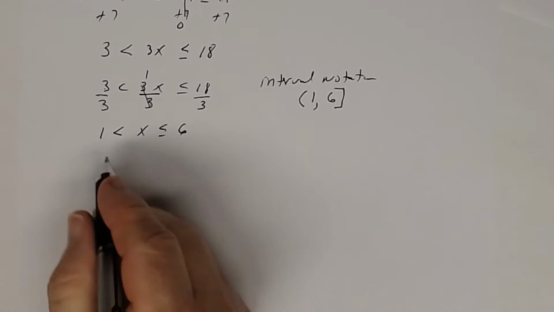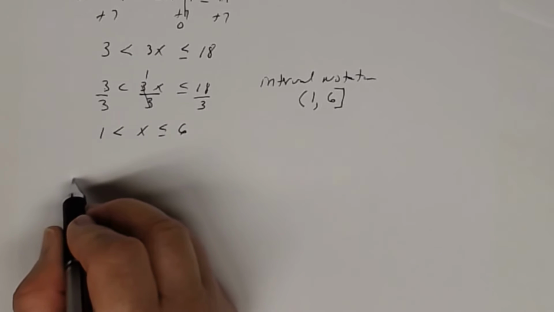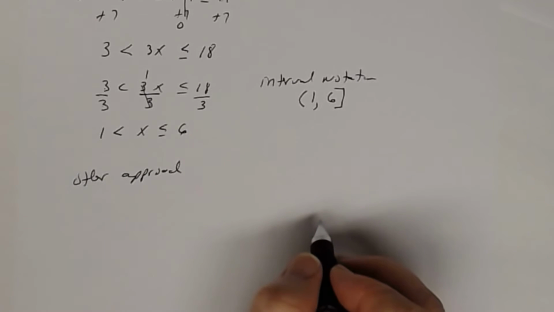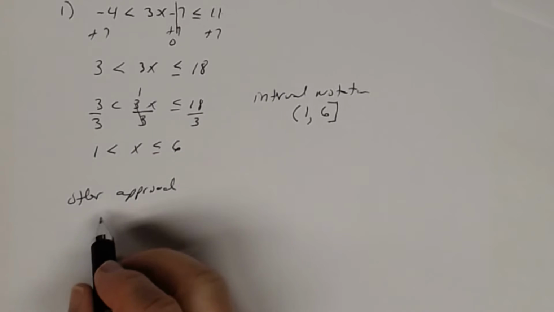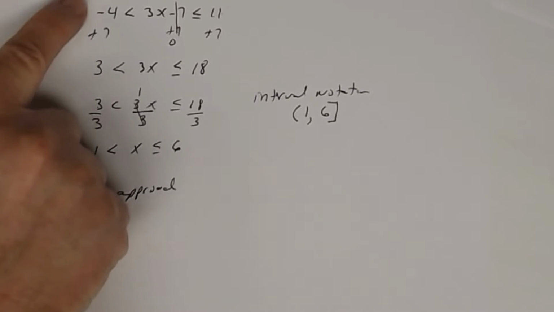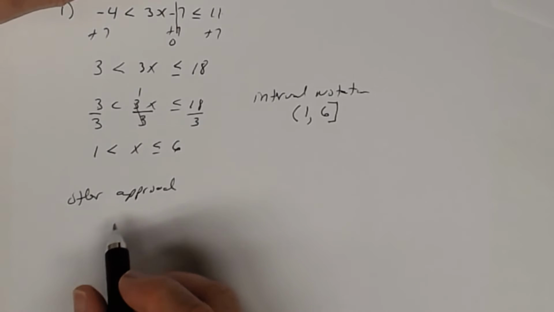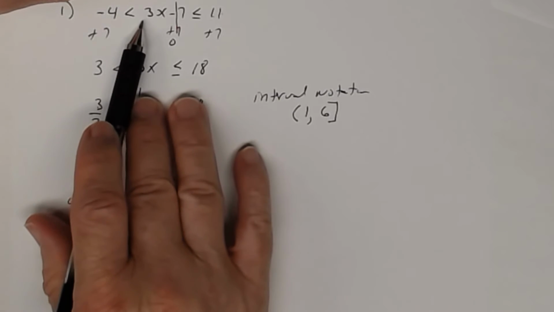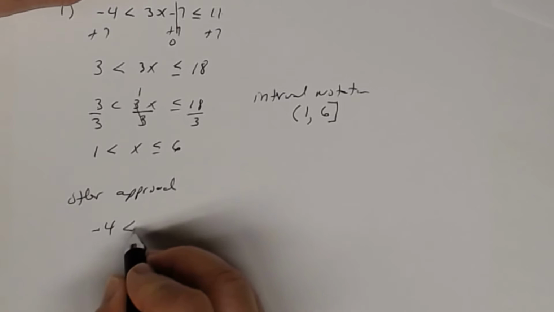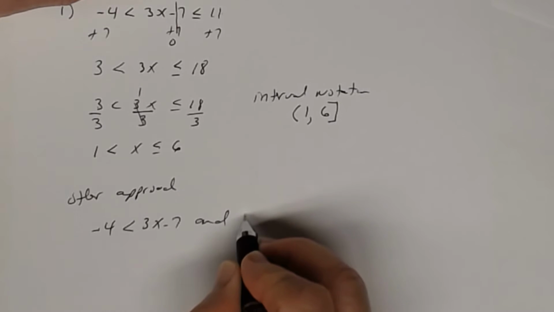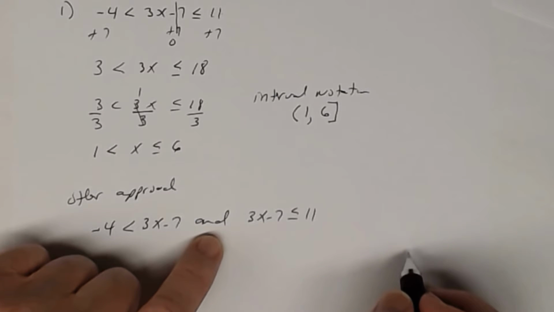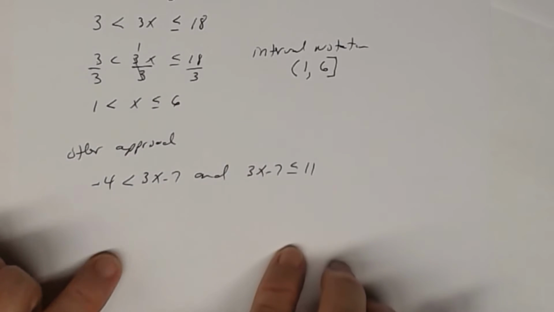Now, there may have been some of you that did this instead. The other approach is this. If you're going to do the other approach, you must use the word and. That was mentioned before. That's why most students will solve it this way. This compound inequality is really an and inequality. So that means -4 is less than 3x minus 7, and at the same time, 3x minus 7 has to be less than or equal to 11. But you had to say the word and. You cannot leave that off. And is needed here. And then you solve each one individually.